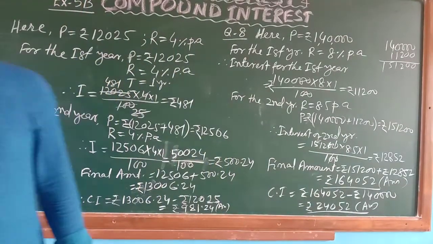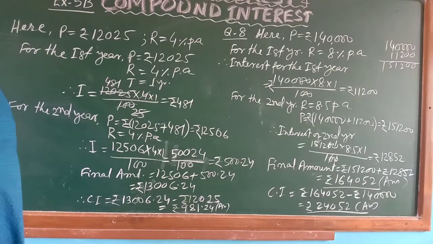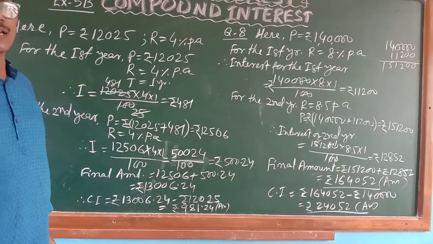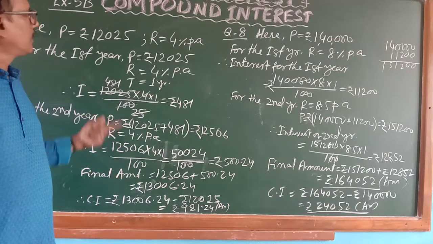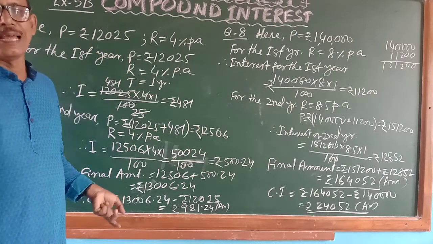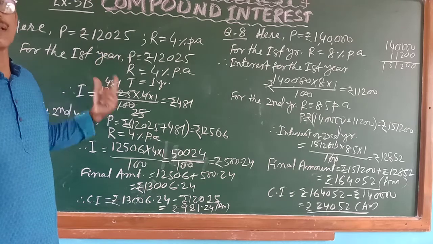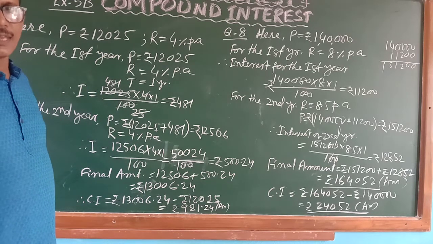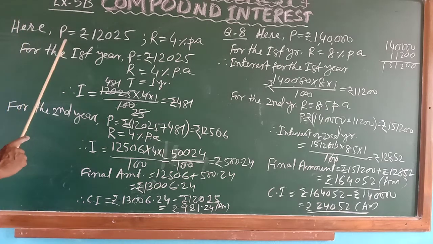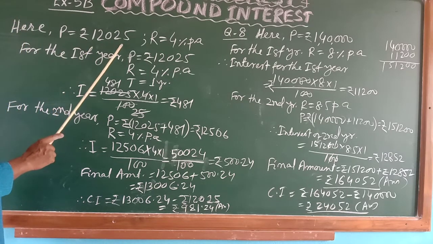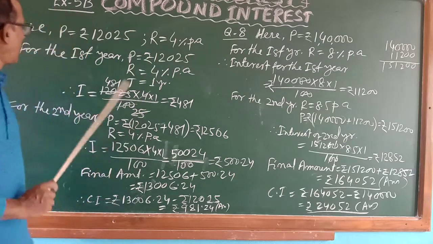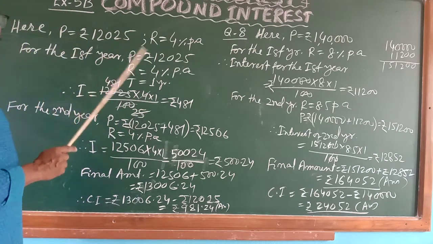So what you have to do is use the simple interest formula. I said you have to calculate every year. You calculate for one year, and then the interest amount will be added to the principal amount, and that will become the principal amount for the coming year. That is what we have to do. So here the principal is 12,025 and the rate percent is 4% per annum. Very simple.